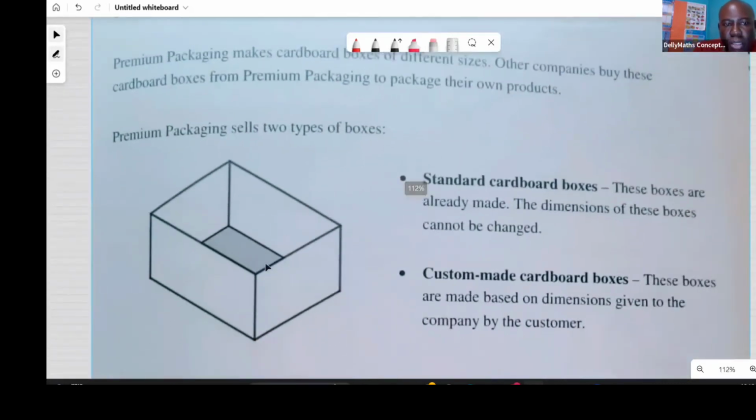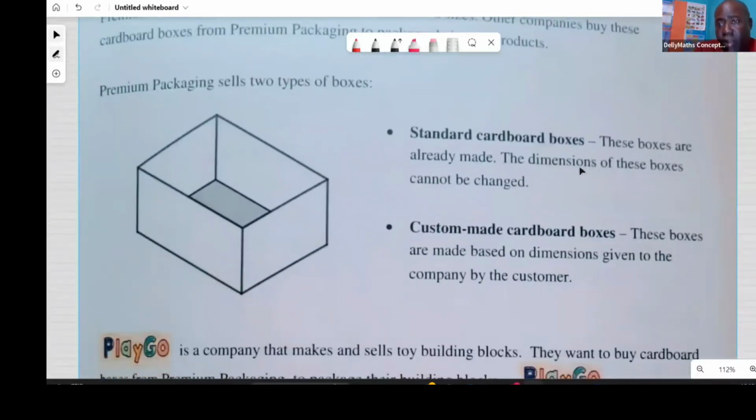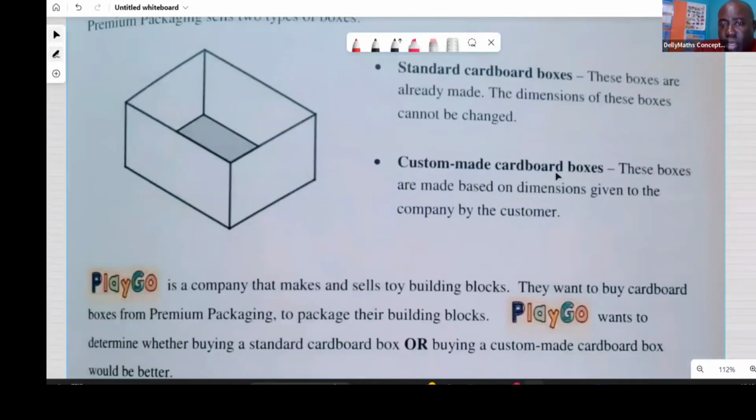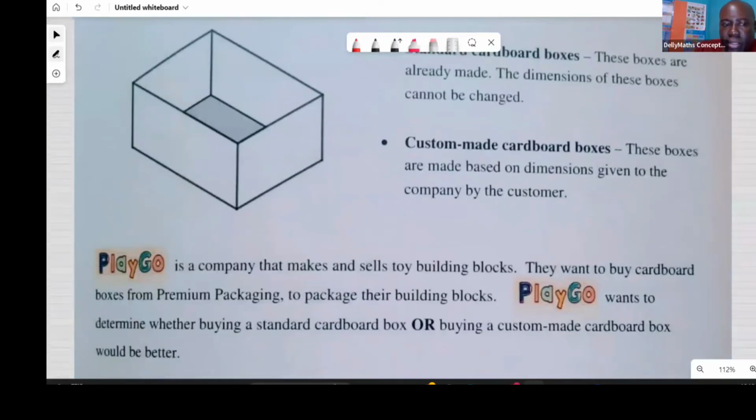All right, so this is what the box looks like. So we have premium packaging, with two types of boxes. There is a standard box. These boxes are already made, and the dimensions of these boxes cannot be changed. The custom-made cardboard boxes are made based on dimensions given to the company by customers.